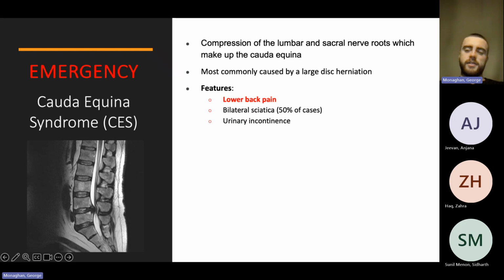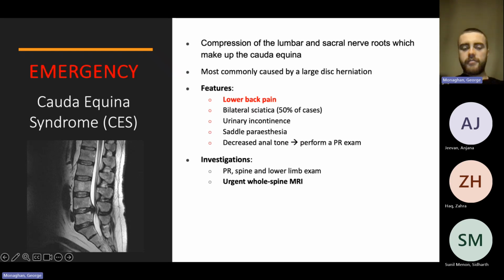So lower back pain, obviously, is a generic one. But then we get bilateral sciatica, urinary incontinence, saddle paresthesia, and decreased anal tone, and we can feel that on a PR exam. Saddle paresthesia is where their perineum is numb, or when they're wiping after going to the toilet, they can't feel it. And incontinence is obviously they can't hold wee in.